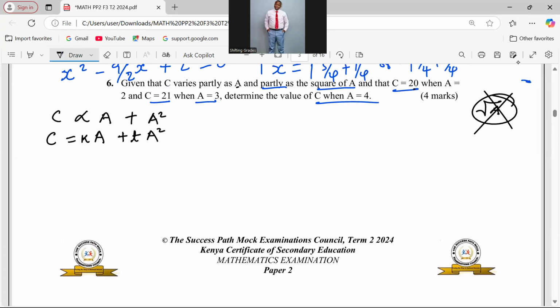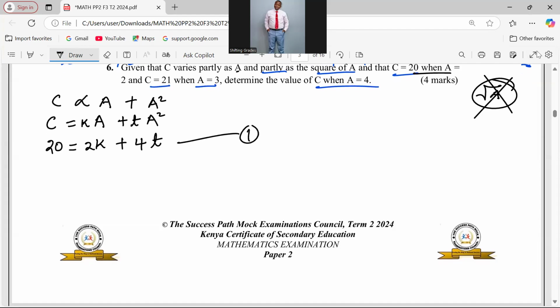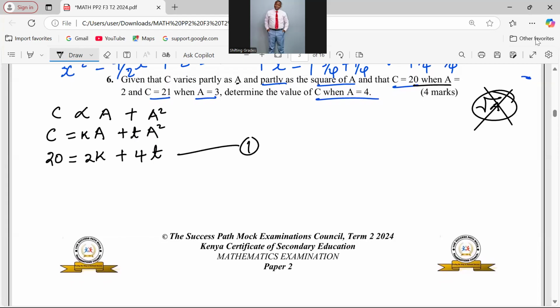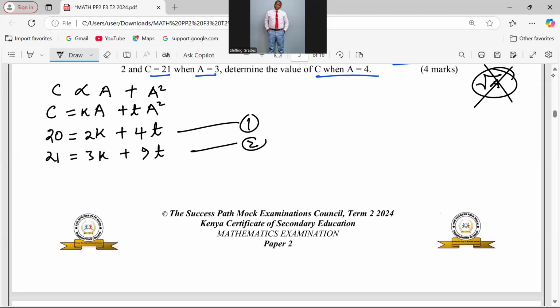We are given that C equals 20 when A is 2. So this will be 2K plus 4T. That is one equation. Again, we are told that C equals 21 when A is 3. We have two equations now. With two equations, we can solve them simultaneously.